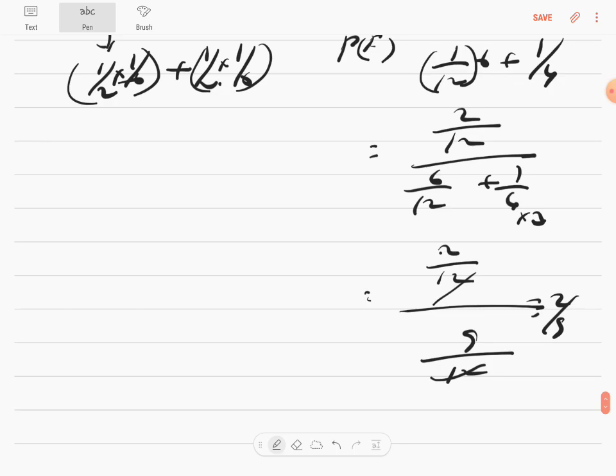Then of course you can try out all the other example sums, which are pretty easy. I'm done with this. There's nothing much.